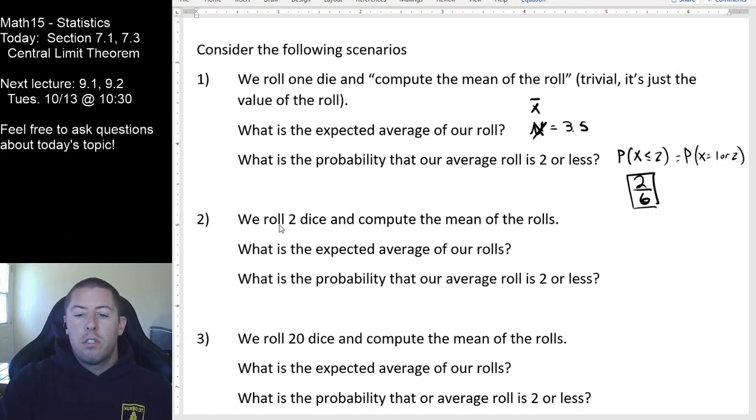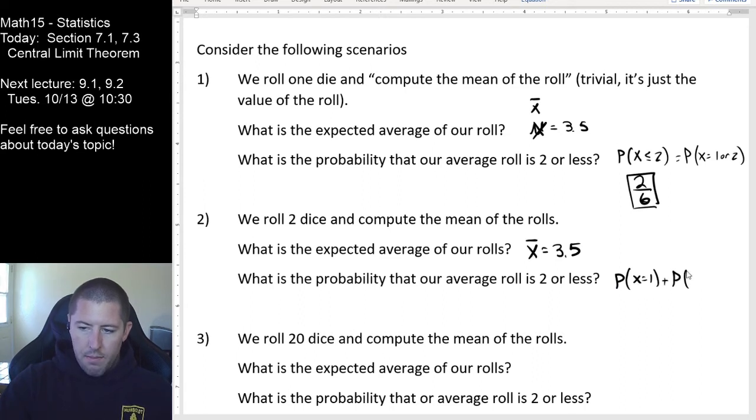All right, so now we're going to roll 2 dice, and we're going to compute the mean of the rolls. What is the expected average value of our roll? Well, if I'm rolling 2 dice, my average value I expect for the first is a 3.5. The average I expect for the second is a 3.5. I add them together, that's 7. Divide by 2. I'm expecting my average roll to still be 3.5. That hasn't changed. What is the probability that our average roll is 2 or less?